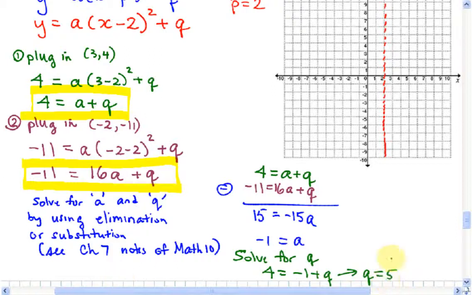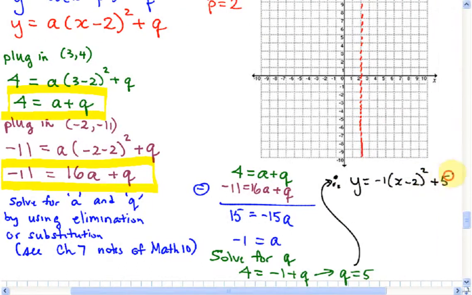So then yes, the equation, and that's what you're looking for. Y equals negative 1 times (x minus 2) all squared plus 5. Ta-da. And now, can you please use this equation to sketch your graph?